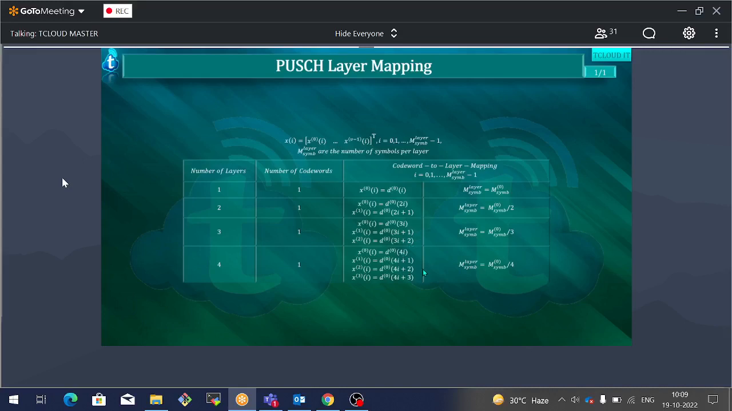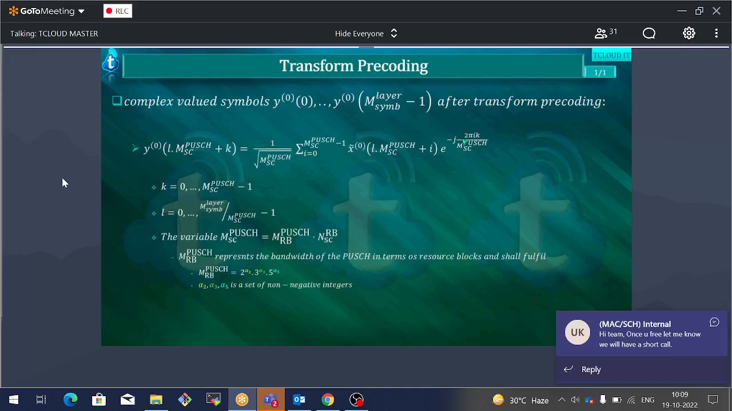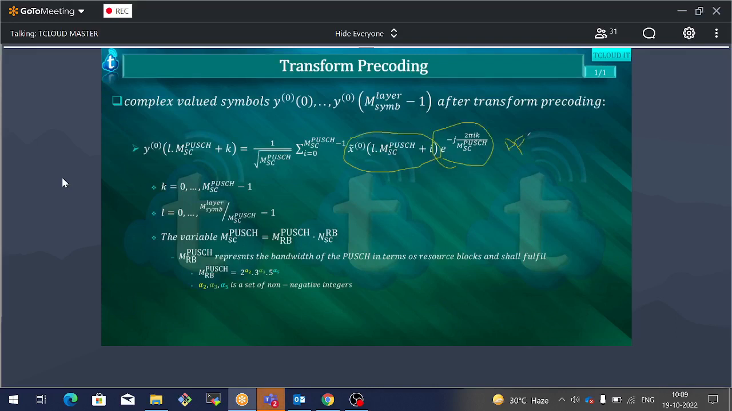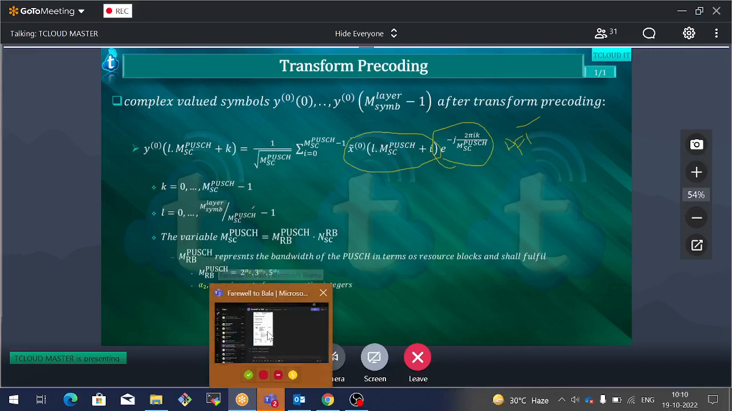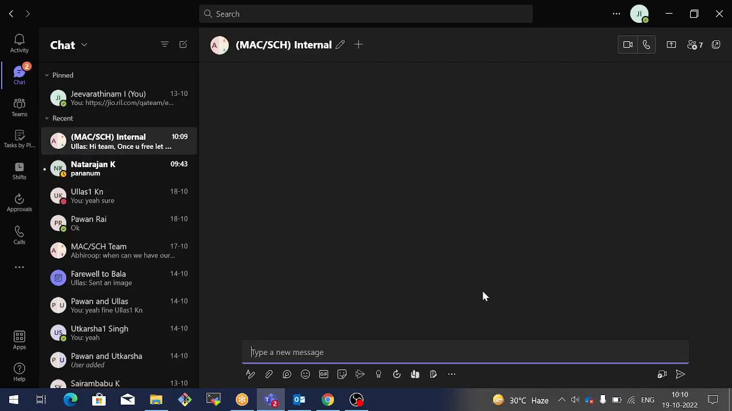So how many layers are required? All that will be dependent on the network conditions and so on. The precoding matrix indicators and all the other factors will play a role, your channel estimations. Transform precoding is converting these symbols, these are the PUSCH symbols. So this is the DFT operation to convert them into DFT symbols. Rest of the part ignore. I've decided not to go in depth because there were complaints that it is too in depth. So we ignore this part.